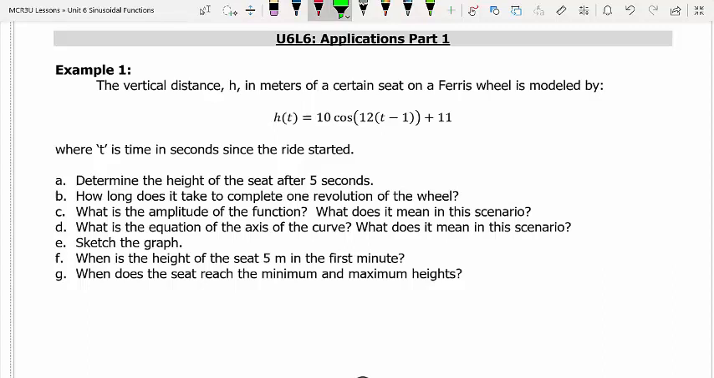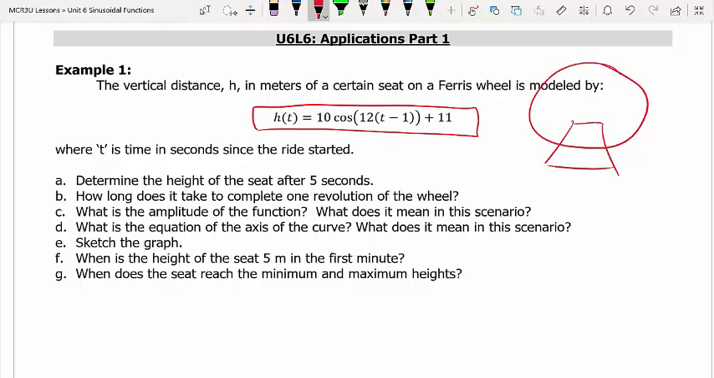In the first example, we are told that this equation models the height of a Ferris wheel. A Ferris wheel goes around and around, so it's cyclical. Obviously, it's going to be modeled by a sinusoidal function, so either sine or cosine. So let's start with part A, and keep in mind that h represents the height of a certain seat after a certain amount of time.